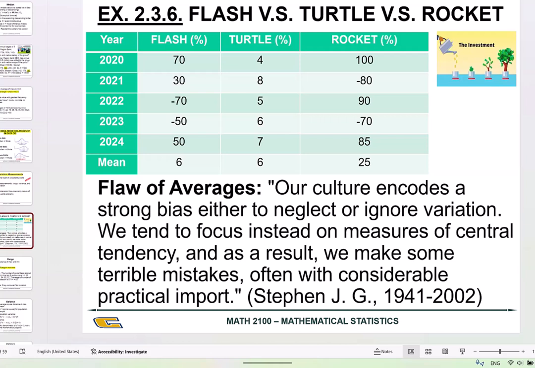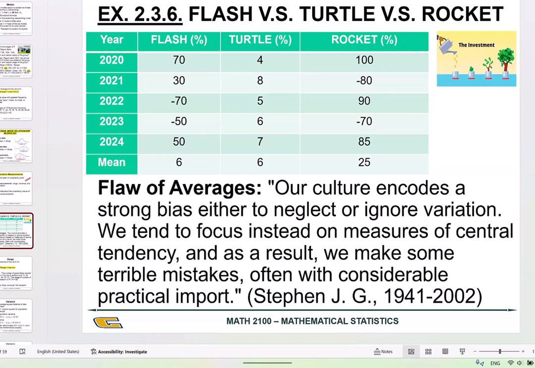For the flash fund, which is the first fund, in 2020 they return 70%. 2021 return 30%. 2022, unfortunate, it becomes negative 70%. In 2023, it becomes negative 50%, and 2024 is 50%. And so on. Then you have the turtle fund. They don't have that much two-digit thing, but 5, 6, 7% for each year. And the rocket fund with 100% for the first year. So pretty much you double your money, right? And then negative 80 for the second year, and then 90, negative 70, and 85.